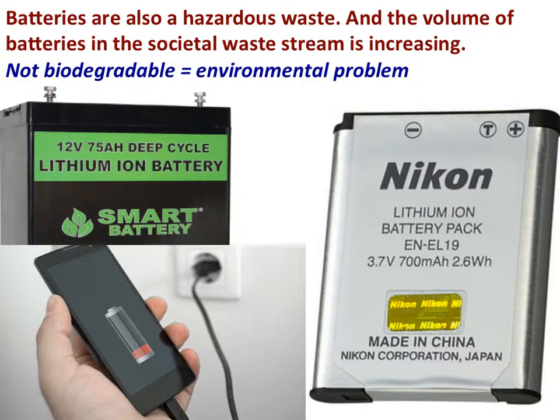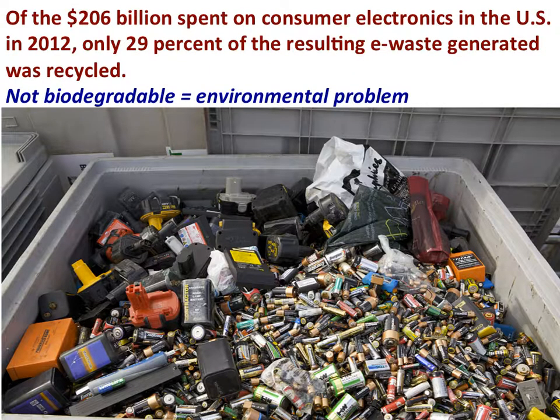Heavy metals such as cadmium, lead, mercury, nickel, and lithium can be released from waste batteries. When thrown into the household trash, batteries end up in landfills, and as the battery casing corrodes, chemicals leach into the soil and make their way into our water supply. Of the $206 billion spent on consumer electronics in the U.S. in 2012, only 29% of the resulting e-waste generated was recycled.